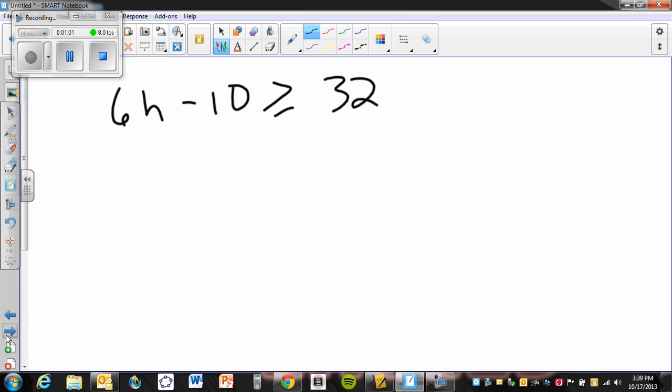Okay, one problem that we got, 6h minus 10 is greater than or equal to 32. It's a basic two-step equation. First thing we need to do is figure out what is connected to the variable and what is not connected to the variable.